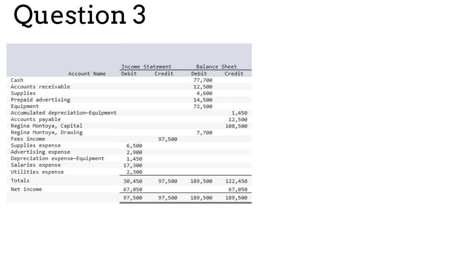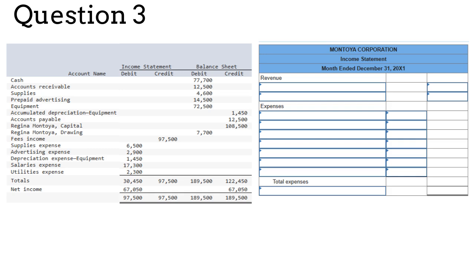The first financial statement we need to prepare is the income statement because we need the net income from the income statement for the statement of owner's equity, and we need the ending capital from the statement of owner's equity for the balance sheet. All of the accounts listed in the income statement columns of the worksheet need to be entered into the income statement, starting with fees income of $97,500. Next, you'll enter the expenses in the expense section of the income statement and calculate the net income.